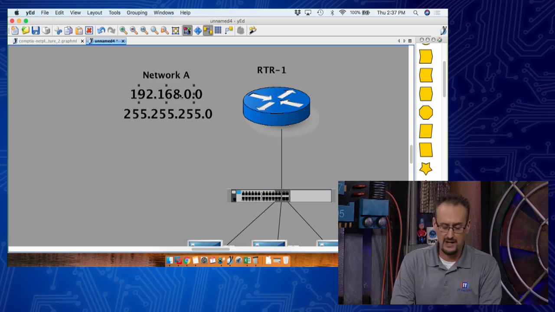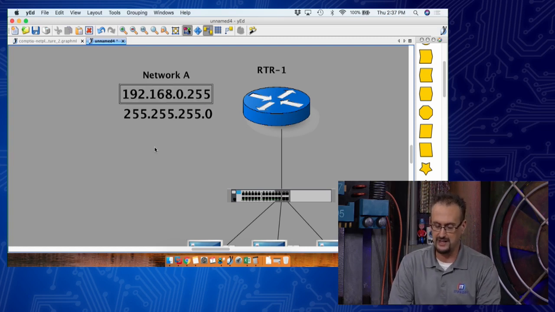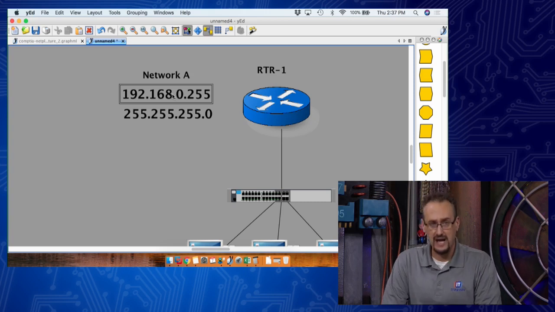Okay. Now I'll tell you the last address within a network range, and I'll show you why in the bits coming up, cannot be allocated to anybody at all either. Why? Well, the last address within the range is what's known as the broadcast address.